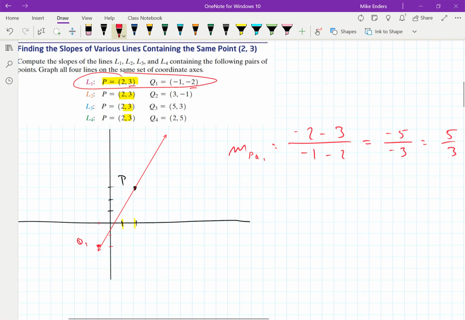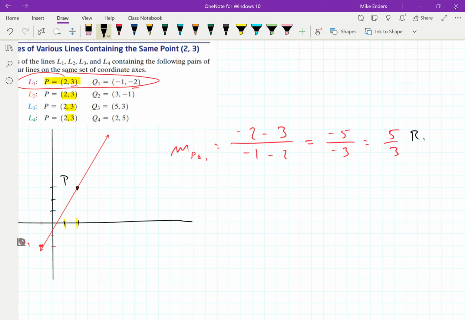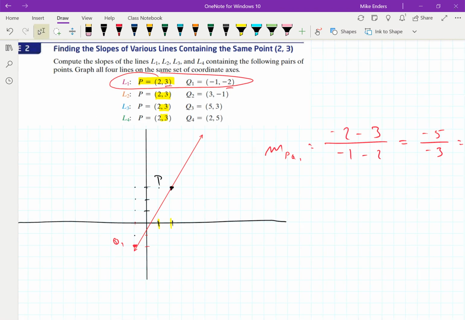Meaning then, if I want to take a look at the rate of change, or how I go from point Q to point P, I can count from Q to P. If this is rise over run, then I can go from Q1 up 5, so 1, 2, 3, 4, 5, and then to the right 3. 1, 2, 3, and I end up at point P. So that's the idea of our slope. It tells us the rate at which we're changing. So let's do the next one.